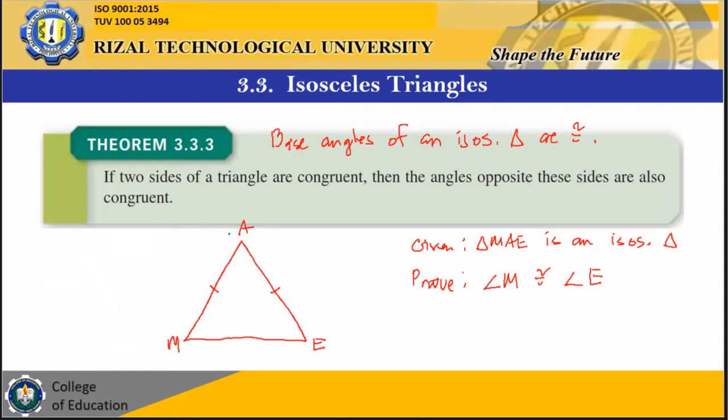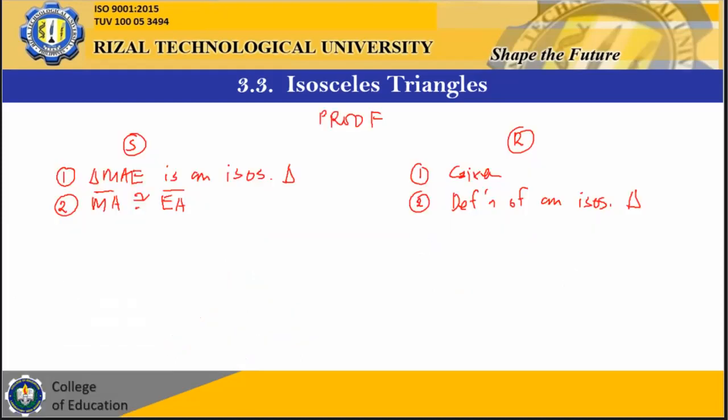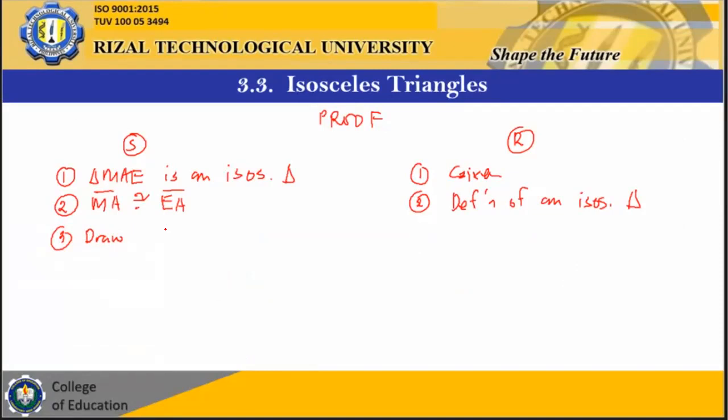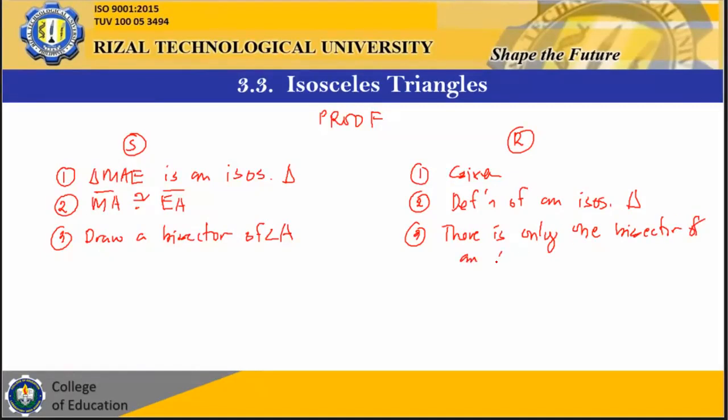We can actually draw an auxiliary line from the vertex angle, which is A, such that, let's name this one as T. Such that AT bisects angle A. Okay? Draw, lagyan natin to na. Draw, number 3. Draw a bisector of angle A. Anong reason natin dyan? There is only one bisector of an angle. Okay?